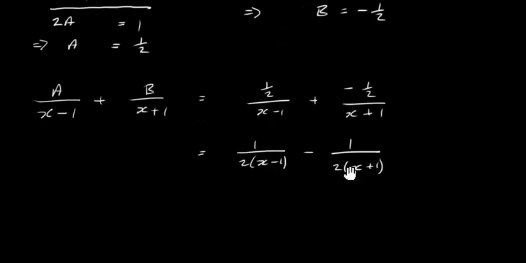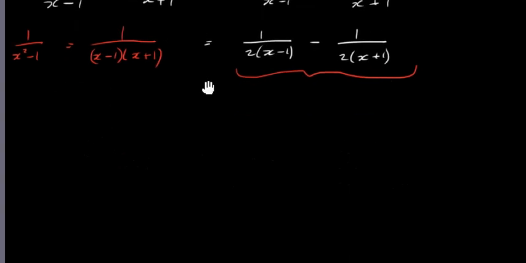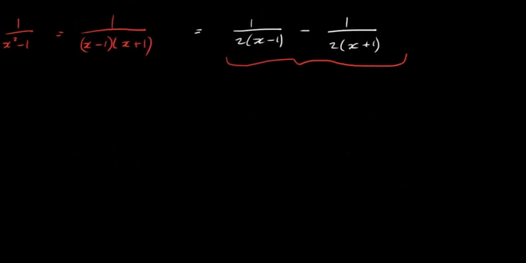So these two added together should give me my original fraction. My original fraction, remember, was 1 over x squared minus 1, which is just 1 over x minus 1 times x plus 1. So what I'm saying now is that all of this here, these two added, should give me this here eventually. So let's test that to see does it work. We'll do a quick test here.